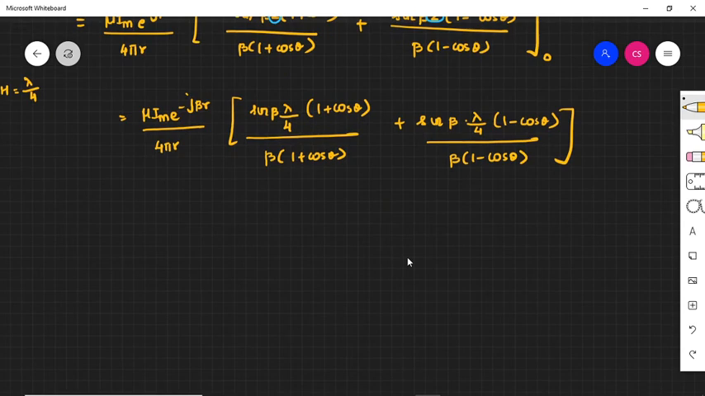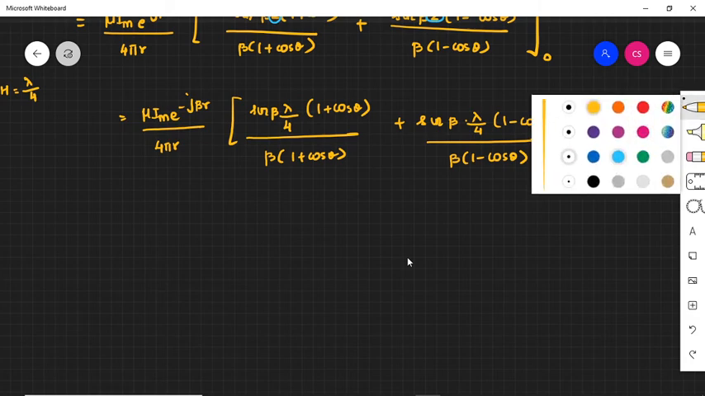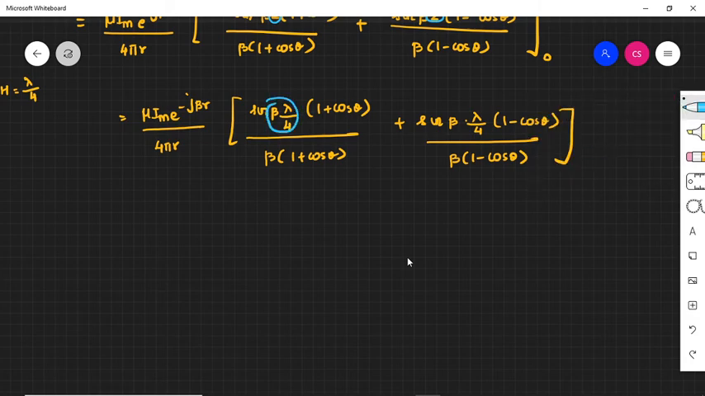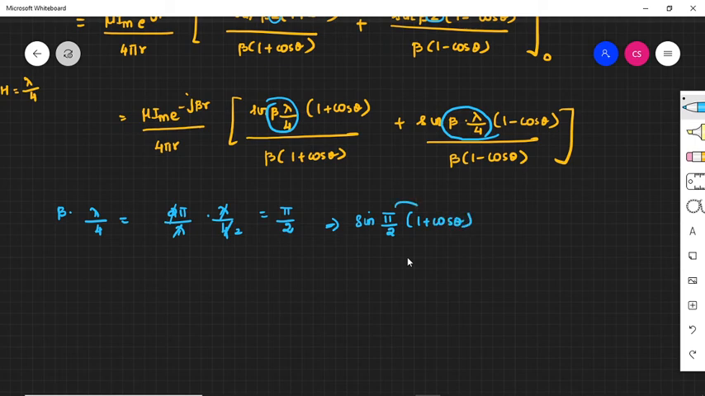It is beta into lambda by 4. So, I am going to find out what will be the value of this beta into lambda by 4 which is present here. We know that beta is nothing but 2 pi by lambda, and into lambda by 4 we have, so lambda gets cancelled, 2 1s are 2, 2 2s are 4. So, this becomes pi by 2. So, I can replace this as sin of pi by 2 into 1 plus cos theta. Multiply this pi by 2 inside. So, this becomes sin of pi by 2 plus pi by 2 cos theta.